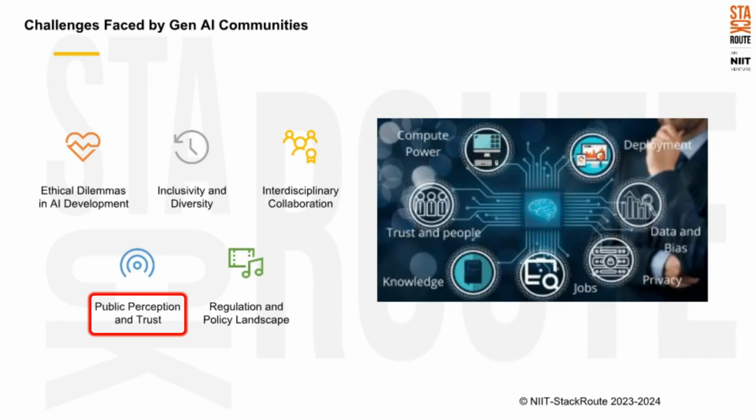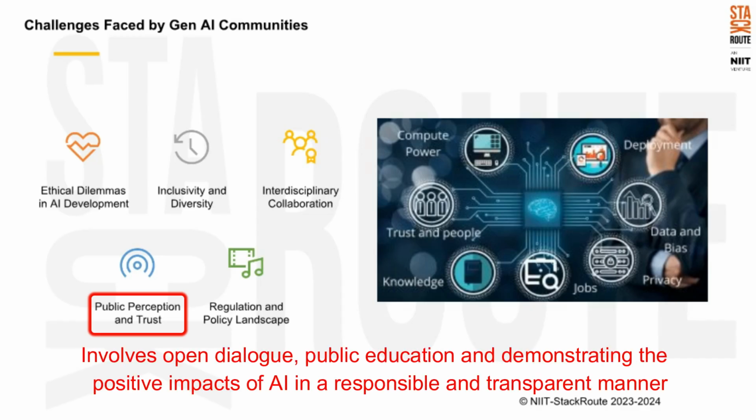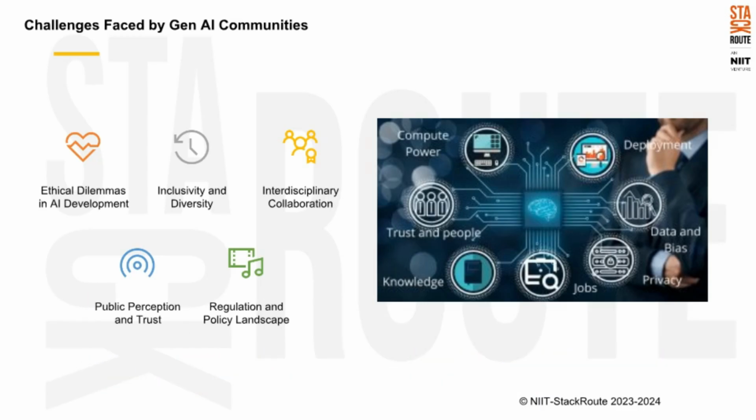Addressing misinformation, addressing fears of job displacement, and ensuring transparency are essential for engaging the public in productive conversations about AI's potential and risks. Cultivating trust involves open dialogue, public education, and demonstrating the positive impacts of AI in a responsible and transparent manner. Lastly, regulation and policy landscape.